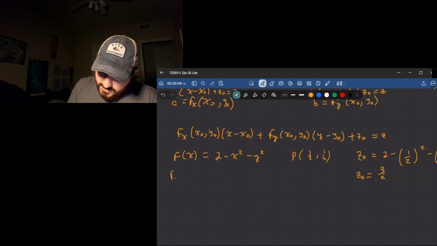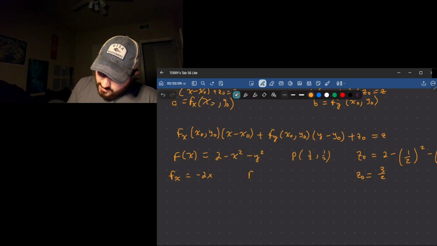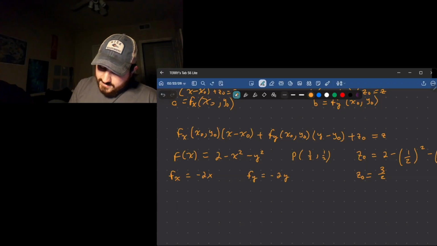So next thing we can do is we can take our partial derivative with respect to x, and that's of this whole function. So the partial derivative of 2 with respect to x is 0, so we get negative 2x for the next one. There's no x's here, so that's just 0. So our partial derivative with respect to x is just negative 2x. Okay, and then we're going to take our partial derivative with respect to y, and we're going to get the same thing, except it's 2y instead of 2x. And then our next thing is just to plug in our point here. So we're going to plug in 1 over 2 and 1 over 2.